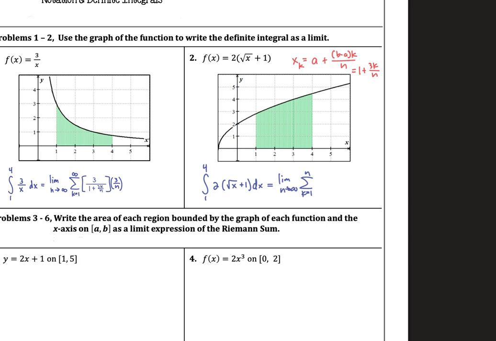So we'll write just the function. So I'll kind of do this 2, and then square root, instead of x, we'll do 1 plus 3k over n, and then finish off the plus 1. And then on the outside, that's really what the delta x is. I don't know why I did that. I think I did that in class. That's a mistake. Okay, that's the b minus a over n is delta x. And then for us, b minus a over n is 3 over n. And then that's what goes on the outside. Okay.